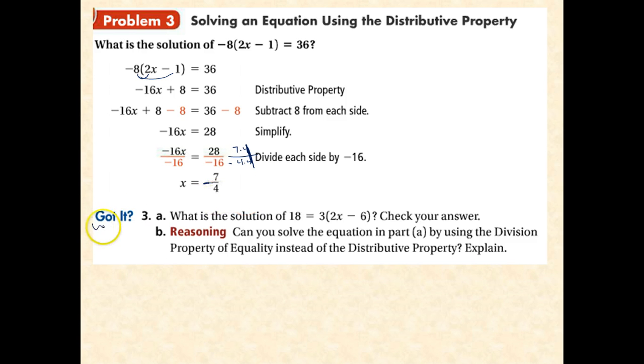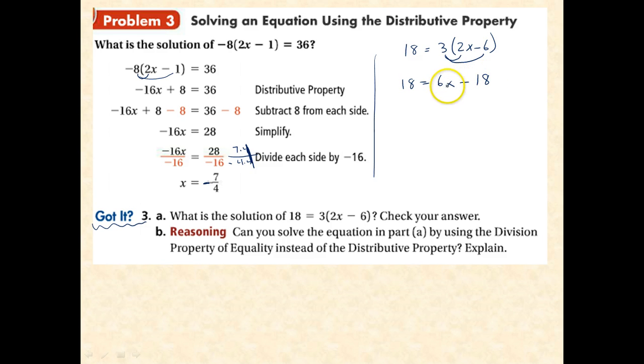Alright, see if you got it. Go ahead and pause and see if you got it. Alright, let's see. 18 equals 3 times the quantity 2x minus 6. Let's use the distributive property. 18 equals 3 times 2x is 6x. 3 times negative 6 is negative 18.